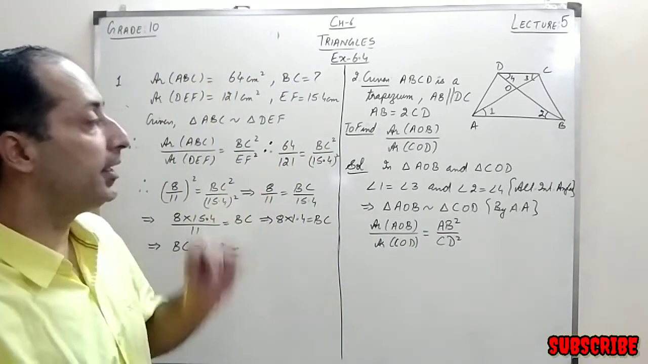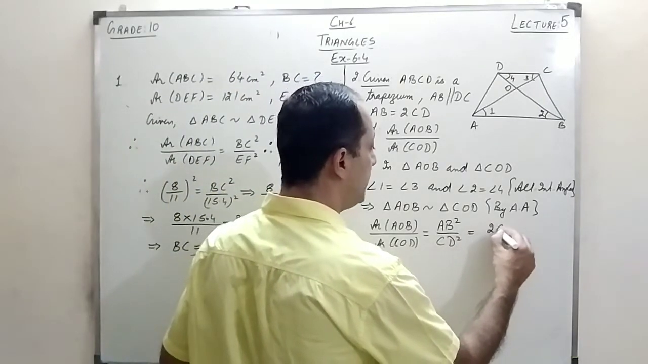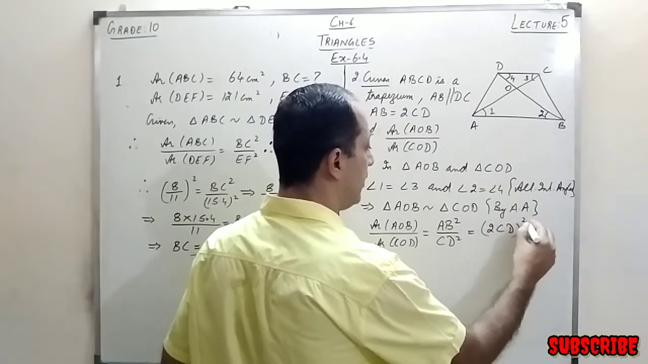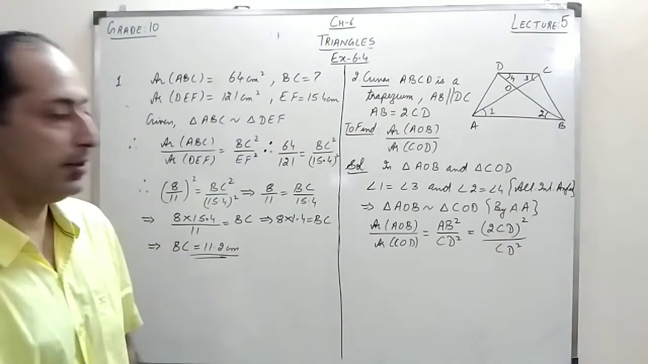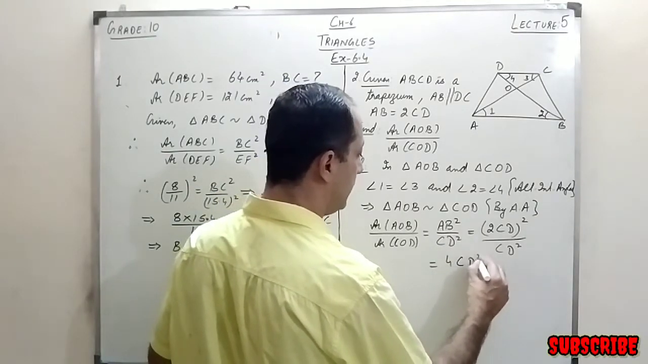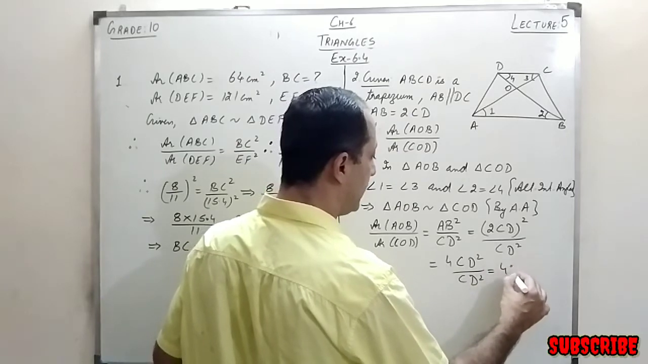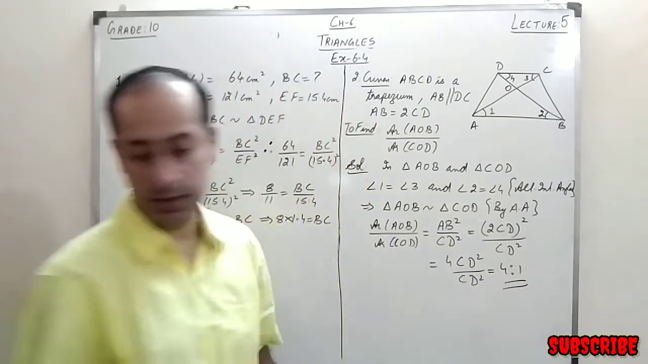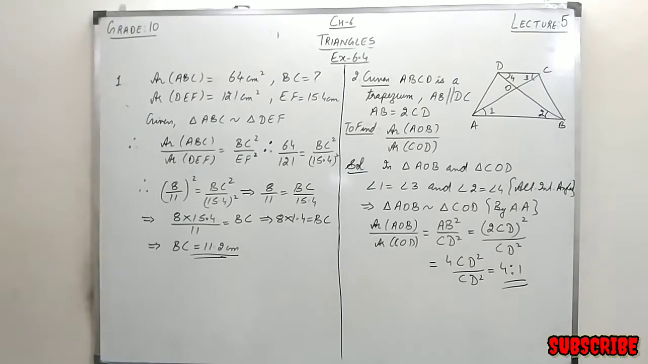Now what is given to me, that AB is double of CD. So I can write it as 2CD whole square upon CD square, right? Now the whole square of 2CD becomes 4CD square upon CD square, and this gives me the answer as 4:1, right? So this is how we can do the question. Let's go to the next question of this exercise, that is the third question.